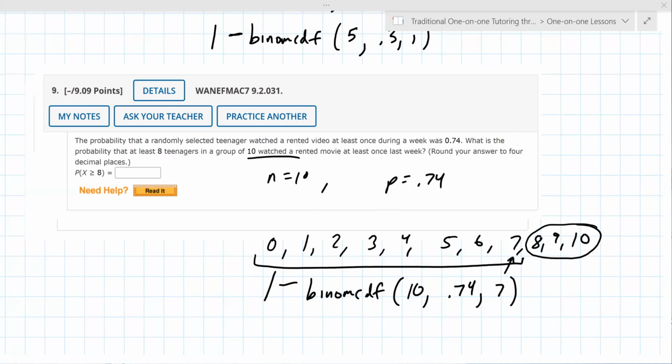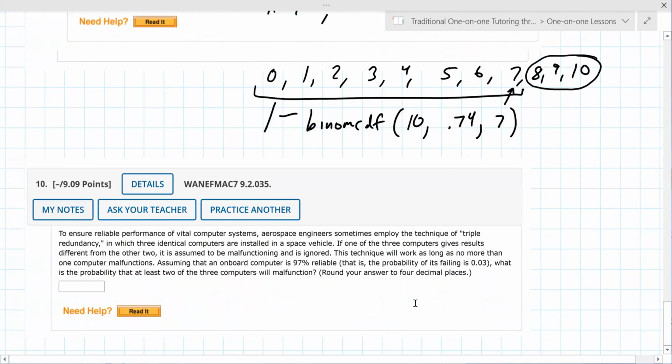I think this one I might have to read. There's usually one where it doesn't want you to use P, it wants you to use Q. Okay, there's a lot of things that aren't important. Assuming that an onboard computer is 97% reliable, failure is 0.03. What's the probability that at least 2 of the 3 computers will malfunction? So that's the probability that X is greater than or equal to 2. That's 2 of the 3.